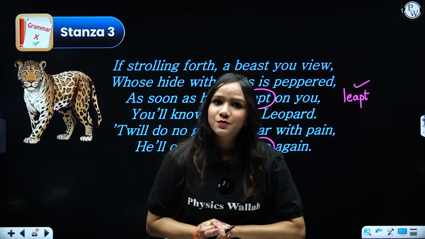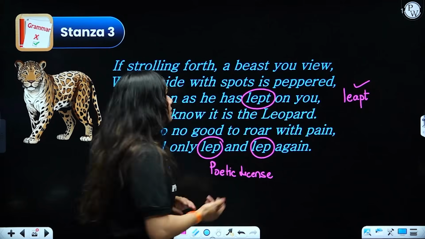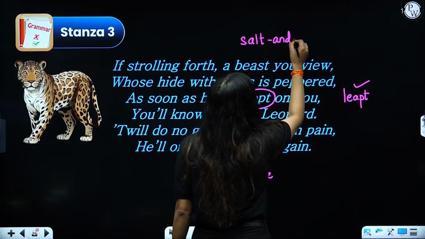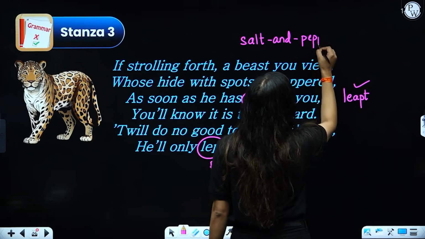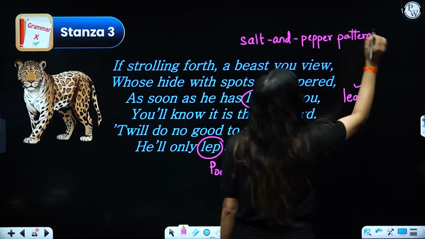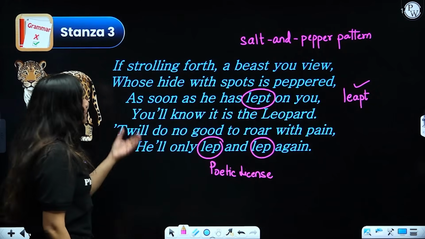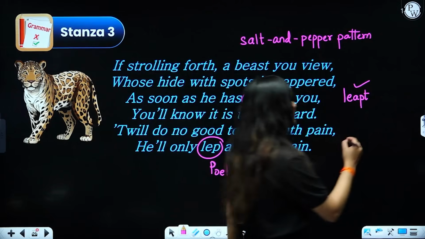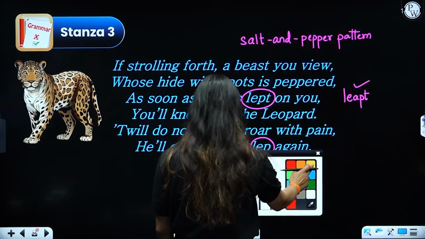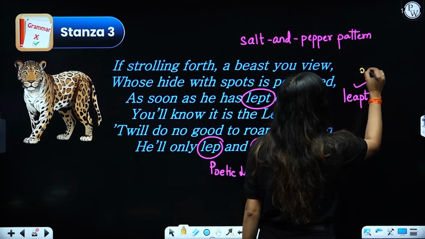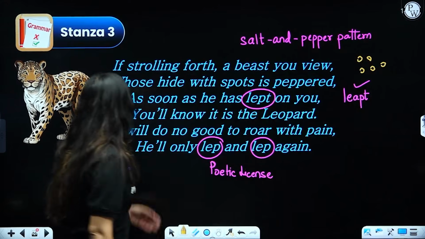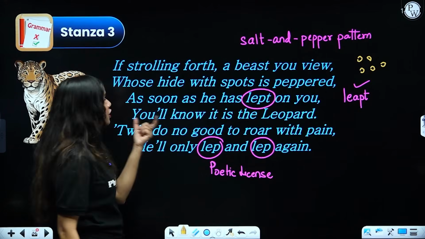and pepper like spots. Salt and pepper pattern. So, whose hide with spots is peppered, who has these spots on its body, right? As soon as he has leapt on you, you'll know it's the leopard.